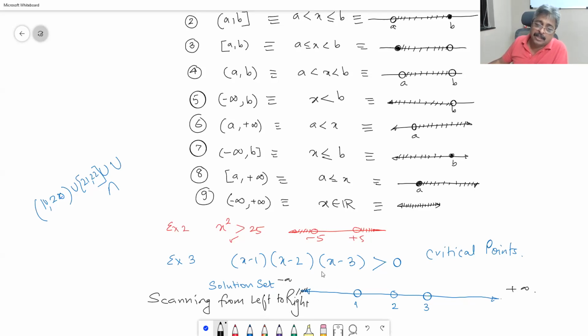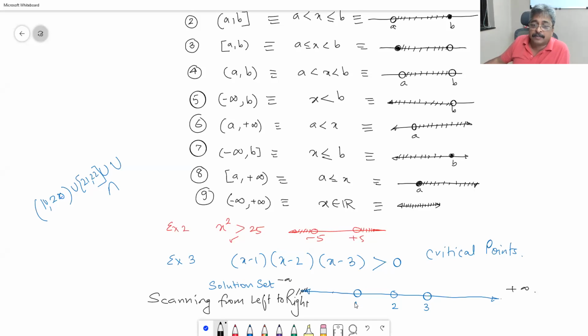values of x in this expression, what will I get? Say for example, I put 0, because 0 is to the left of 1 and I am coming from minus infinity. Whatever happens to 0 will happen to every point to the left of 1. So I put x = 0. I get (−1)(−2)(−3), which is negative and cannot be greater than 0. Therefore, I will not find any point to the left of 1 which will satisfy this inequality. So those points are not available.